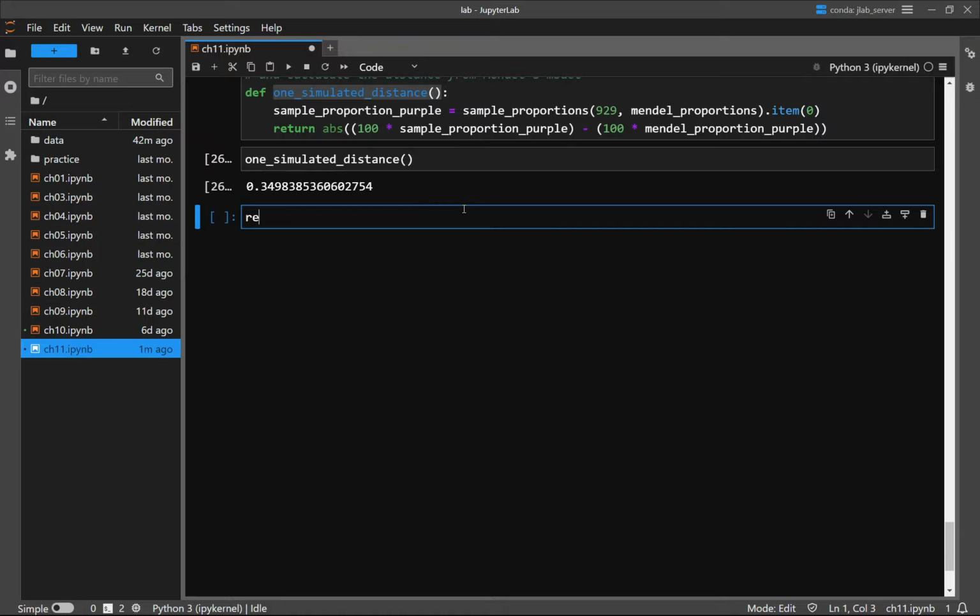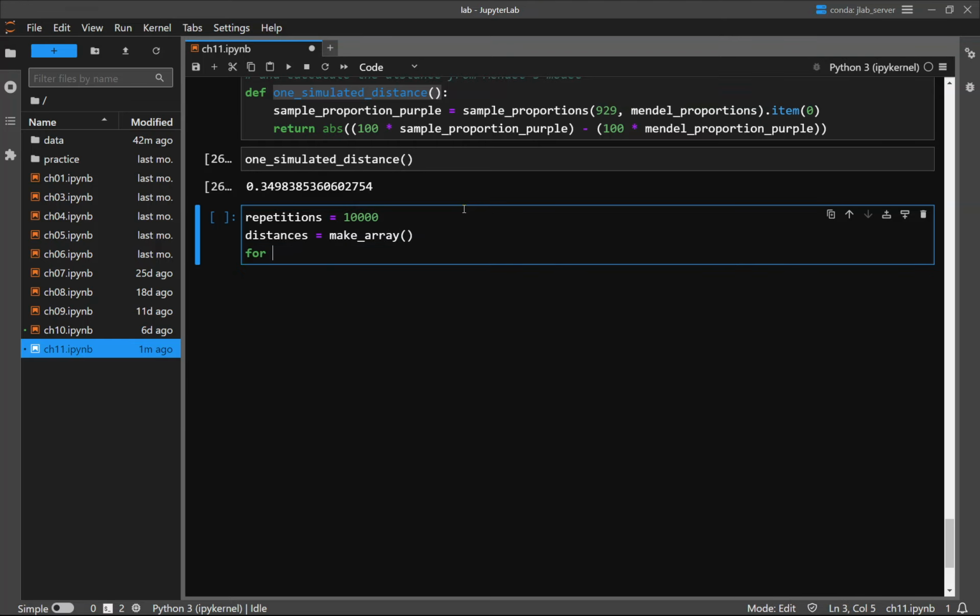I'll make a cell with everything we need. So repetitions, how many times do I want to do something? 10,000 times. It's easy to change that if you just use a variable. And then I'll make an array of distances. I'll start out empty. Distances is just an empty array with nothing in it.